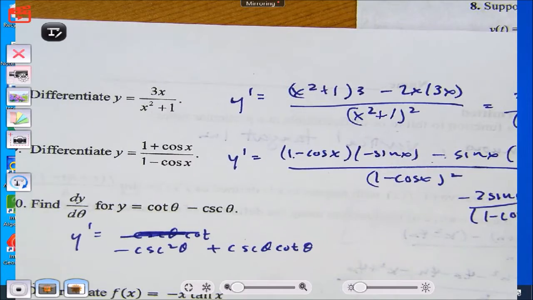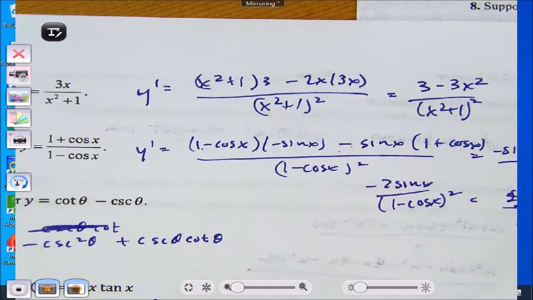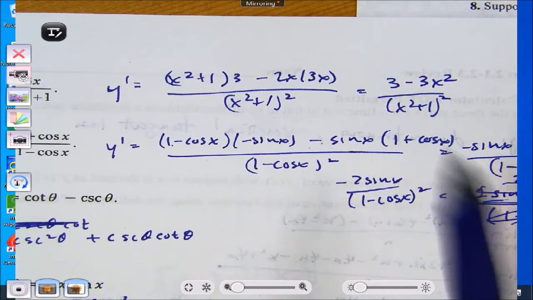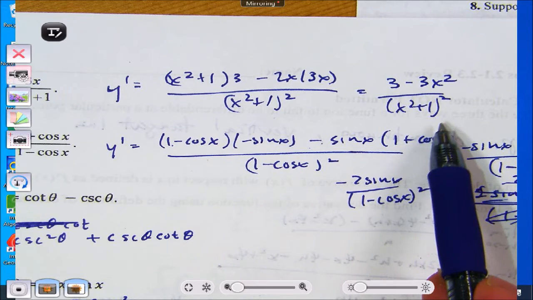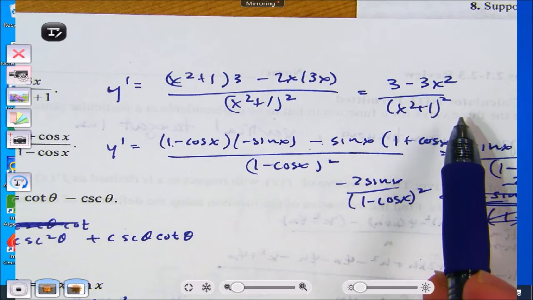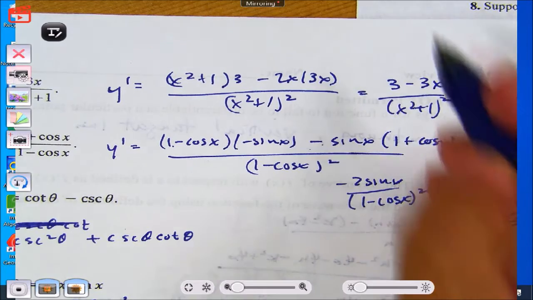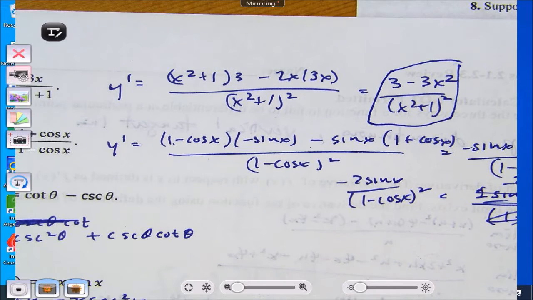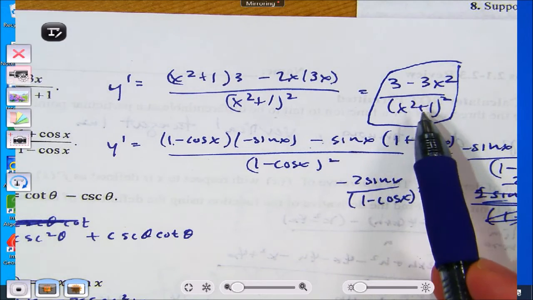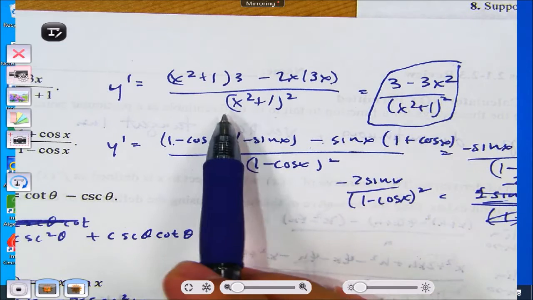Okay, so the final answer I got was this one here: 3 minus 3x squared over x squared plus 1 quantity squared. If it is a multiple choice question, this one is the most likely answer. Do we have to simplify it? If it's a free response question, you can just stop here.